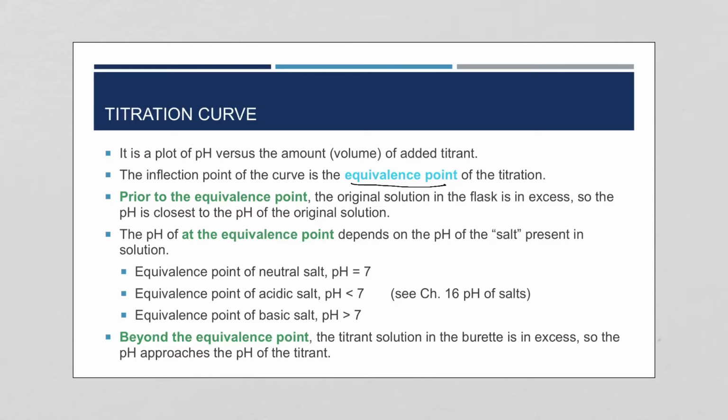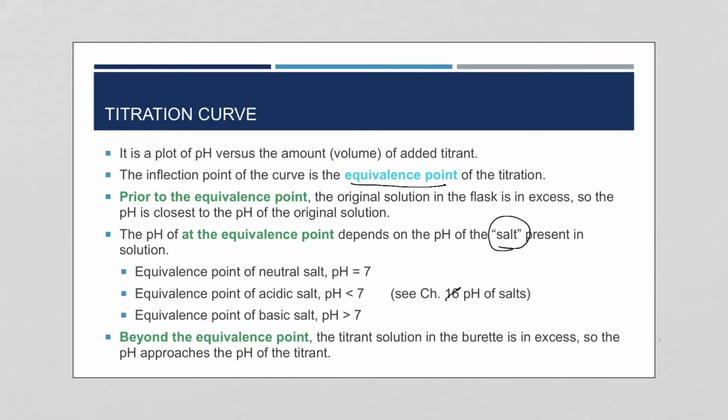Now, before we reach the equivalence point, the original solution in the flask is going to govern the pH of the solution, right? So the pH is going to resemble whatever is in our flask, whether that be the acid or the base. The pH at the equivalence point is going to depend on the salt that is produced, right? If we remember back to what we did at the end of chapter 17, after that neutralization reaction, there's going to be an ionic compound there. And depending what those ions are, will govern whether that solution is pH neutral or whether it is acidic or basic.